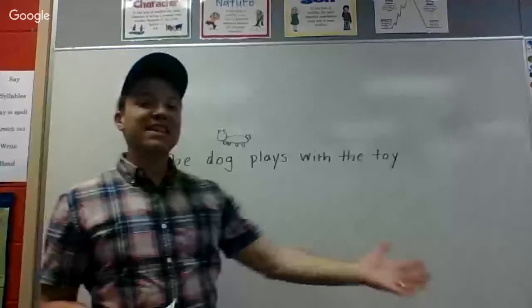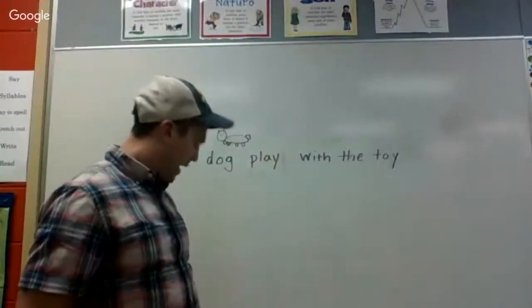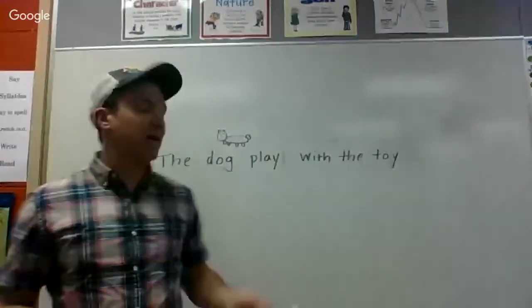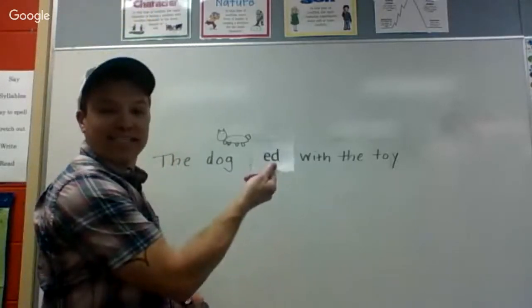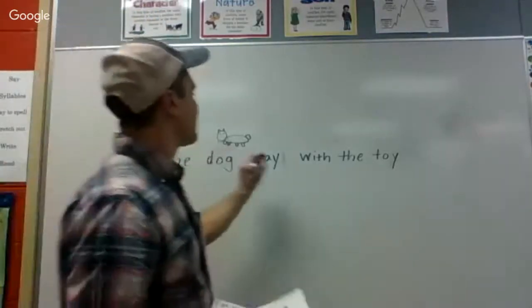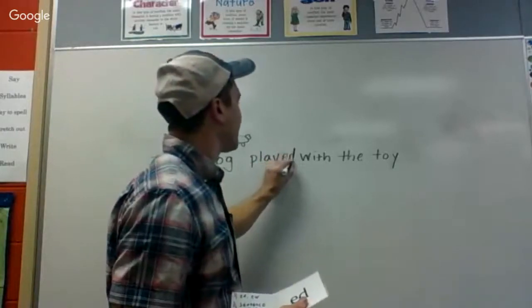I'm going to do something to my verb. I'll give you a hint, okay? Anytime I want to change something so that it happens in the past, I always focus on my verb. And guess what? I'm going to add my ed ending. Past tense ending. It means it happened in the past.